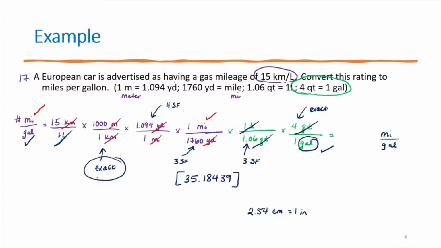But back to it, we've got 2 sig figs here. Our final answer needs to be limited to 2 sig figs. So I need to round this to 2 sig figs. I'm going to say 35 miles per gallon. So 15 kilometers per liter, 35 miles per gallon. Pretty good gas mileage.